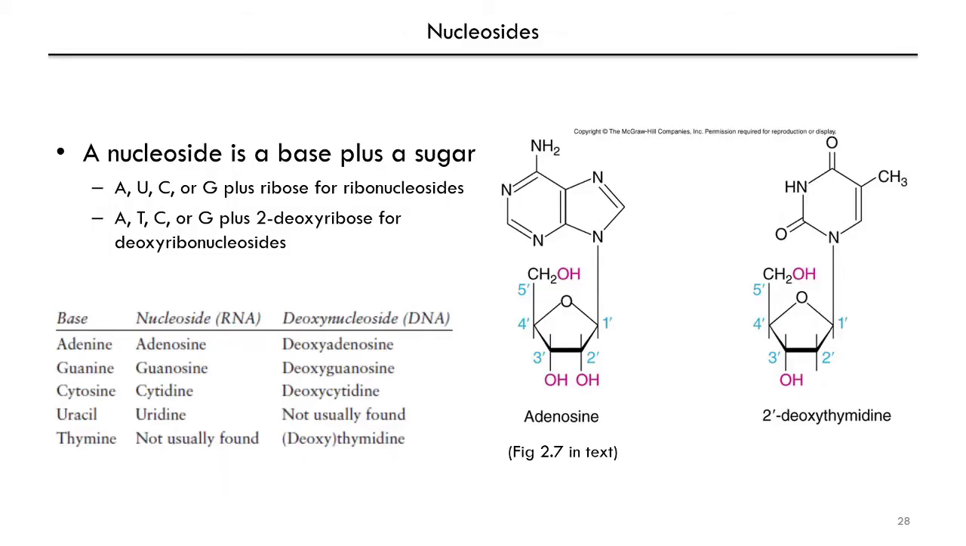As I'd mentioned earlier, a nucleoside is a base plus a sugar. For RNA, you find ribonucleosides consisting of adenine, guanine, cytosine, or uracil attached to a ribose. Whereas for DNA, you find deoxyribonucleosides consisting of adenine, guanine, cytosine, or thymine connected to 2-deoxyribose.